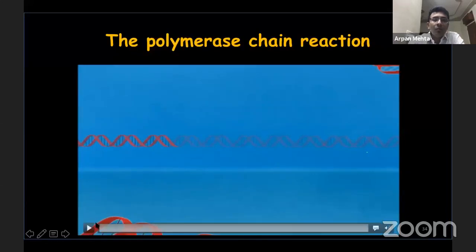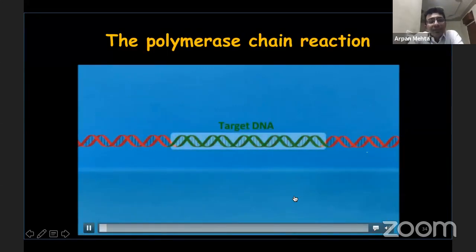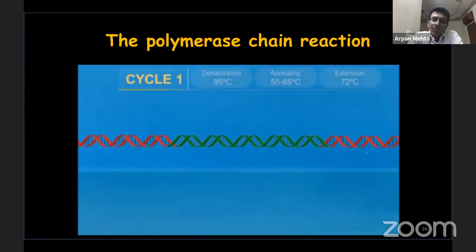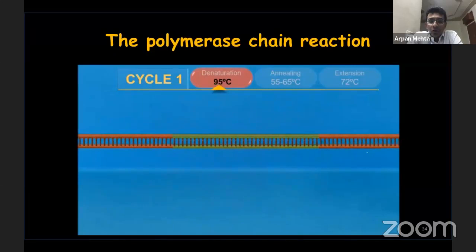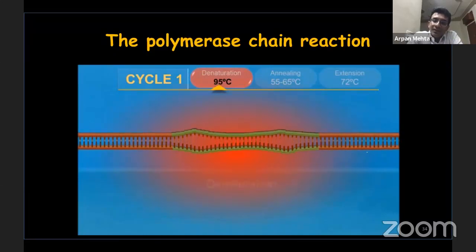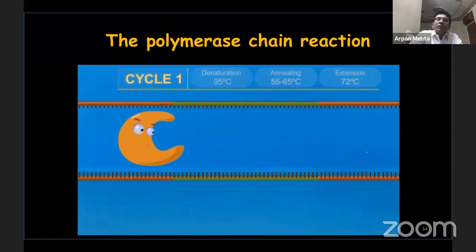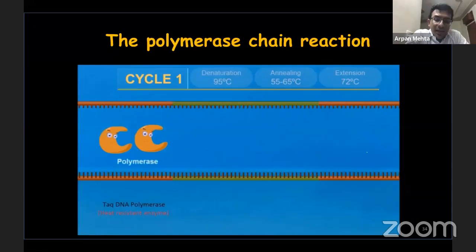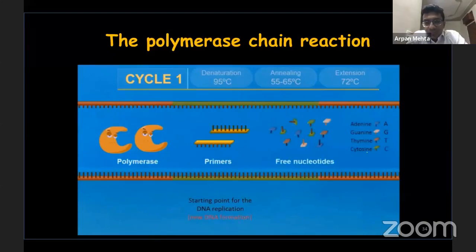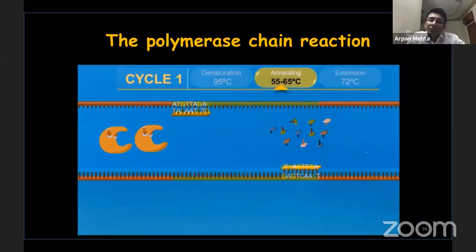So let us see how polymerase chain reaction happens. Suppose this is the target region of DNA that we want to amplify. So we heat everything at 95 degrees centigrade. By a process called denaturation, both the strands separate. Now the constituents that we add include heat-stable enzyme DNA polymerase, primers both forward and reverse, and free nucleotides, that is A, T, G, and C. Now we cool down everything to 55 degrees centigrade so the primers bind or anneal to the target sequence.